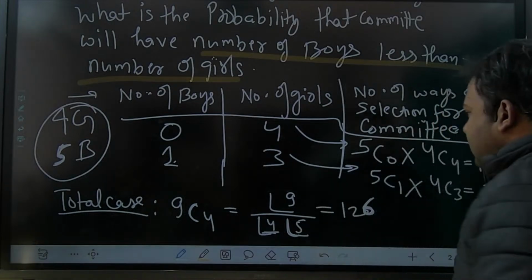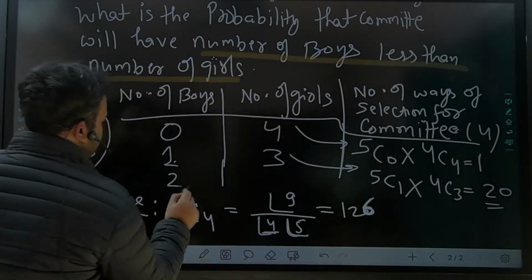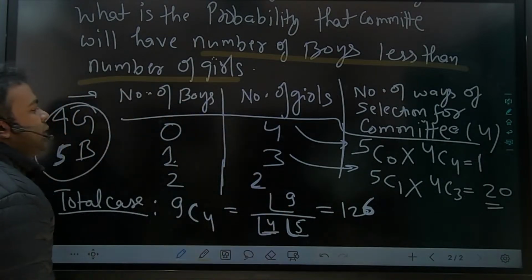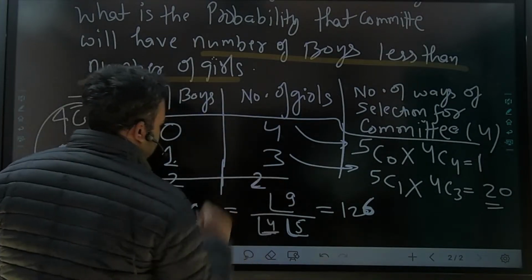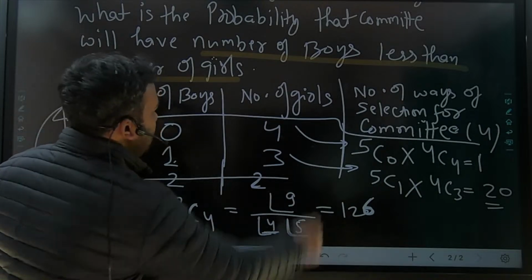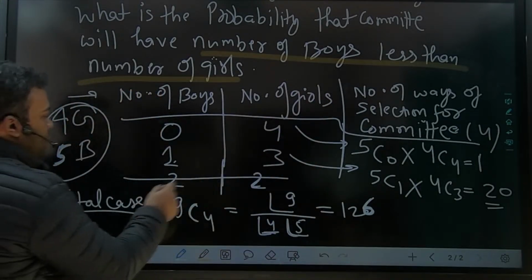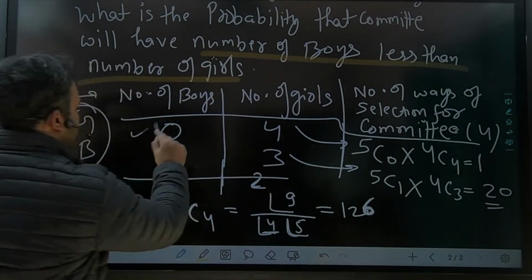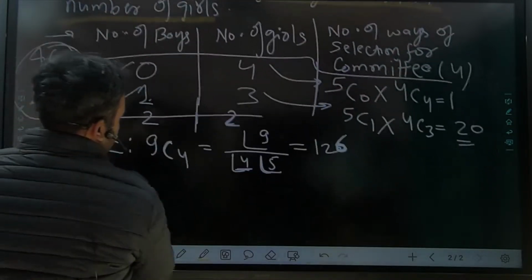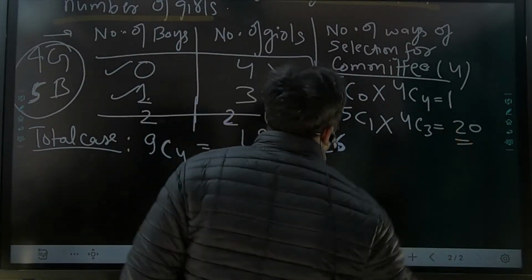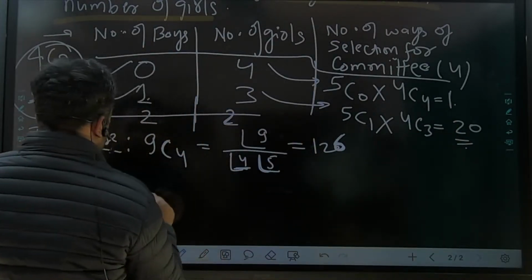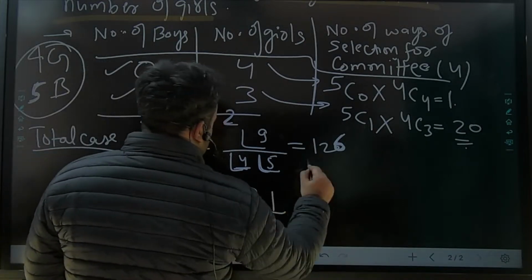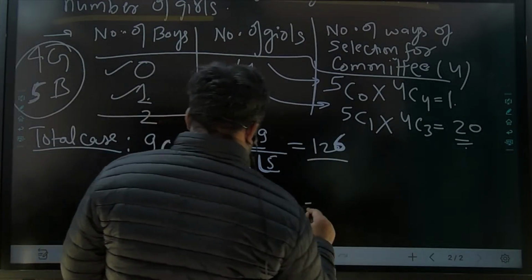Any other ways? Suppose I keep 2 boys. If I keep 2 boys, what is left over? Only 2 places are left in the committee. So this is not favorable for me. 2 boys and 2 girls cannot come, because boys have to be always less than girls. Here the boys are equal to girls. So after that, you don't have any favorable cases. Only 2 favorable cases are there. So the favorable cases are 20 plus 1, 21, out of total cases 126.